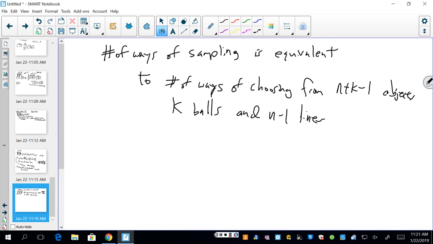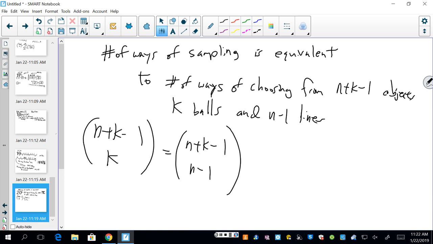Every time we choose a different sequence, we get a different sample, so we need to count those. So this is reduced to a combinatorics problem: n plus k minus 1, choose k. Or equivalently, n plus k minus 1, choose n minus 1, which is easier to calculate, and that would be the number of ways.